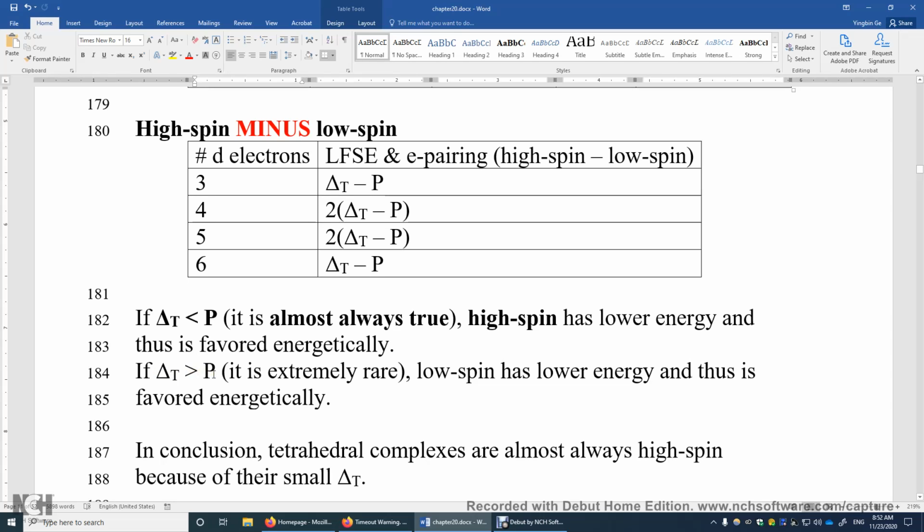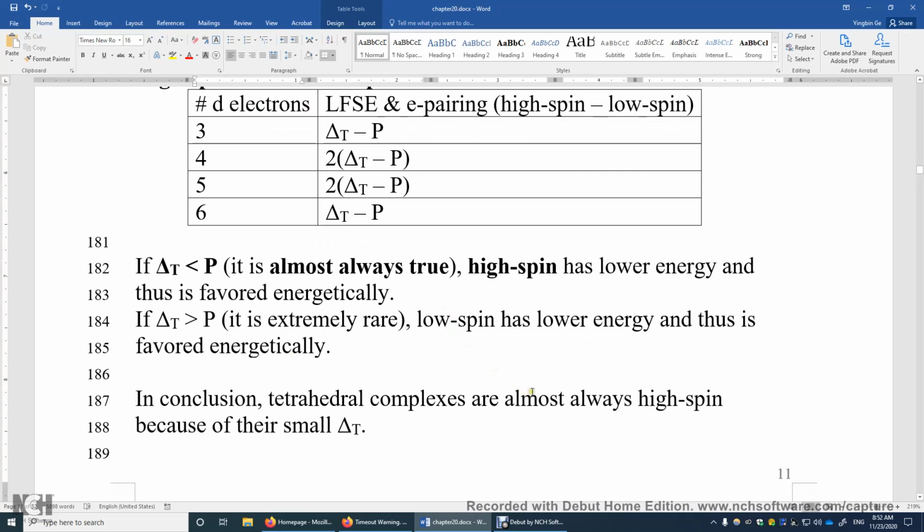So now in conclusion, tetrahedral complexes are almost always in the high spin electronic state because of their small delta T.